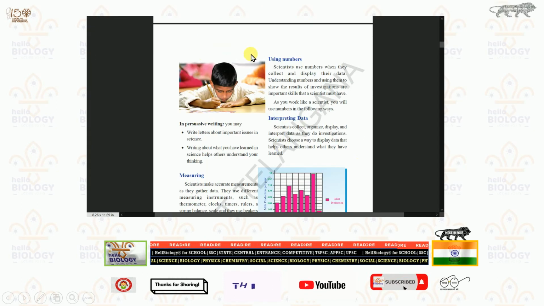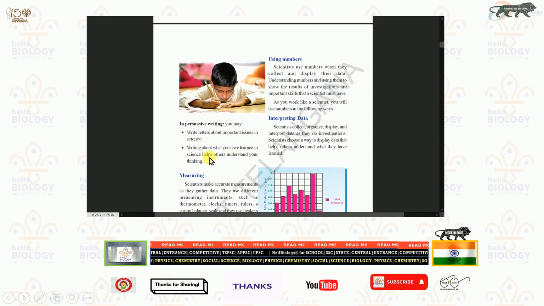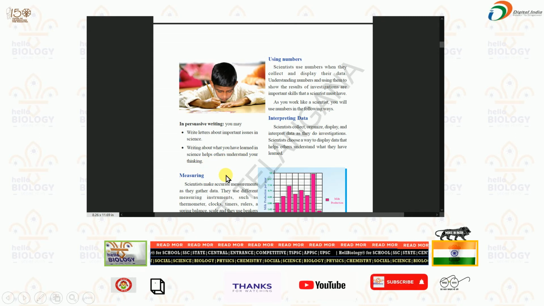And then you need to have precise handwriting. You need to write very neat handwriting, and writing about what you have learned in science helps others understand your thinking also. And write the letters which are very hard in the textbook and make notes in your book.